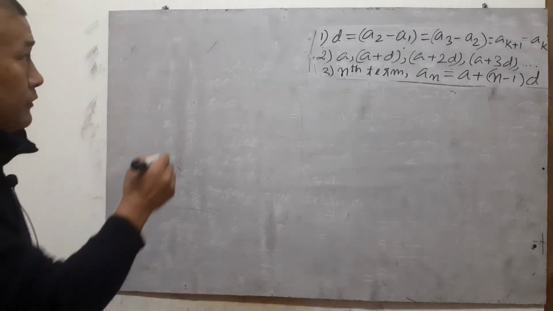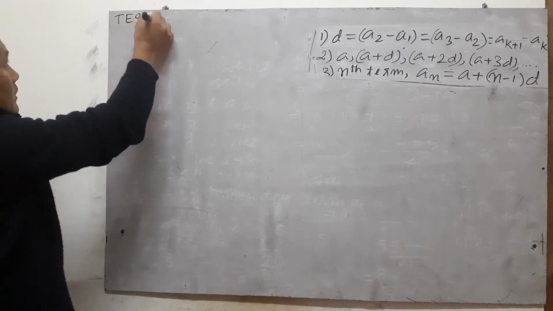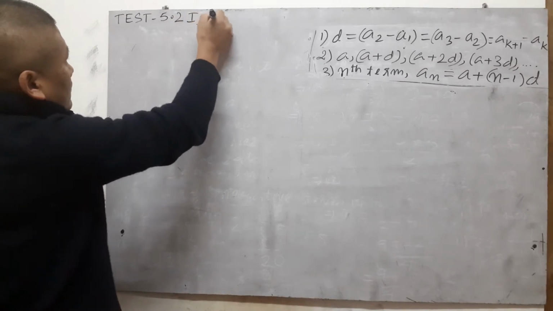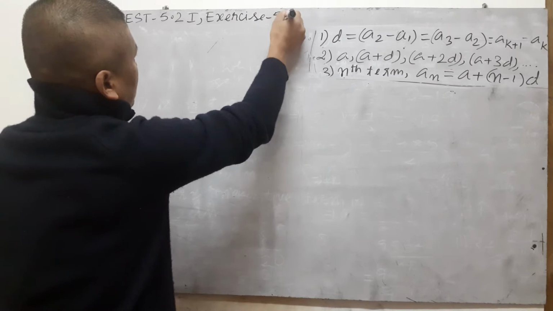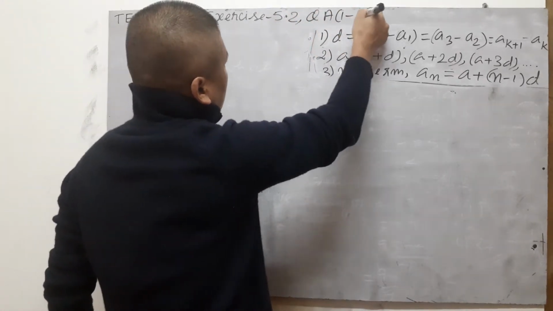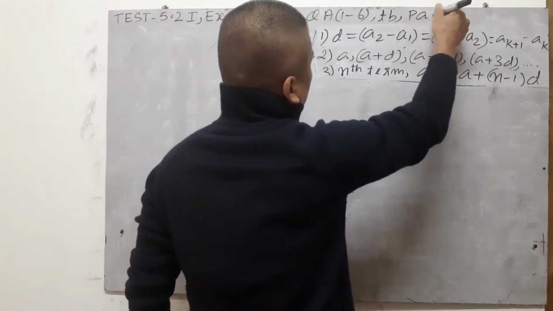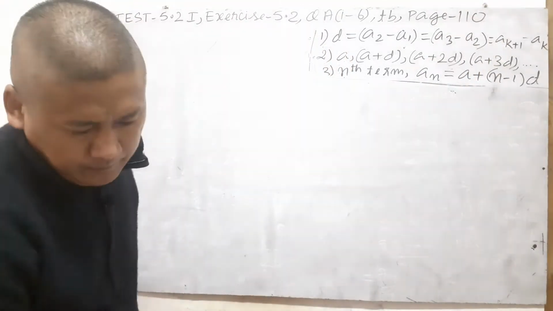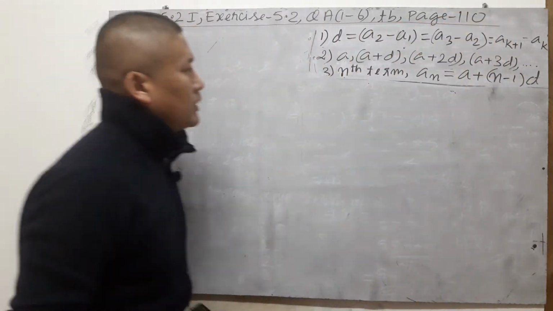Okay, so the next test, you follow me by writing it down here likewise. Test 5.2 I think, under exercise. Okay, exercise 5.2, Question A 1 to 6. We'll find this on textbook page 110, I think. Yes, 110. Write likewise and then follow me.